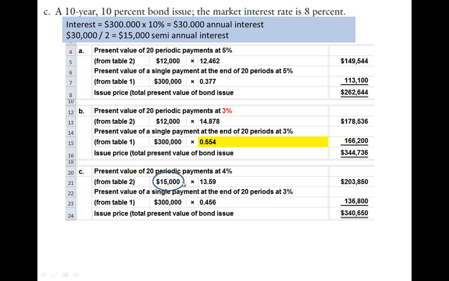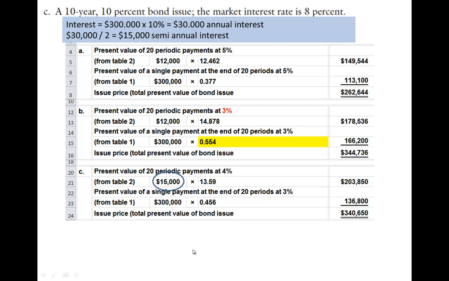So we look at things that have changed here for Part C. Well, our interest amount has changed because the face interest rate, our bond issue amount, went from 8% to 10%. And then the market interest rate is now 8%, which is what we use for our table. So half that is 4%. So we go to our table, and we have 20 periods, 4%, so we get a factor of 13.59 times our $15,000. And then also from Table 1, we now have 20 periods and 3%.